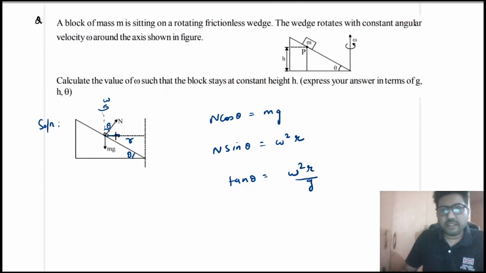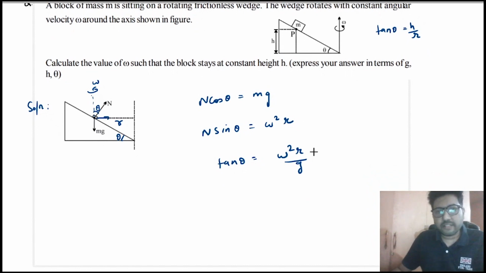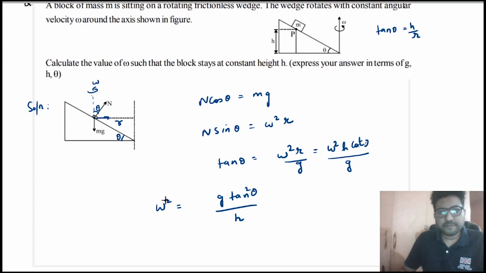But in this question, they have not given you r, but they have given you h. So you know that tan theta will be equal to h by r. So you can write r is equal to h cot theta. So if you write r is equal to h cot theta, you will get omega square h cot theta by g. From this you will get the value of omega square is equal to g tan square theta divided by h. Which implies omega will be equal to under root g by h tan theta.